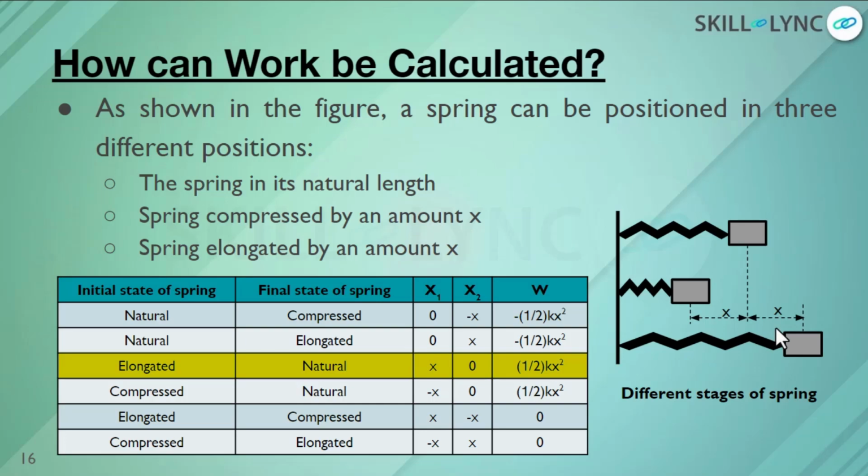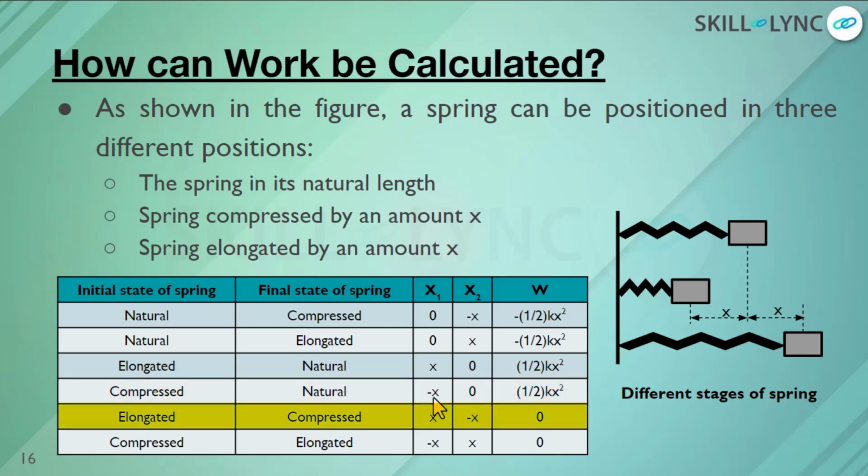In a similar manner, if the initial state of the spring is compressed, that is case 2, and the final state of the spring is natural, that is case 1, the natural length of the spring, then the initial position of the object would be minus x and the final position would be 0. Then the net work done on the object would be 1/2 kx squared.